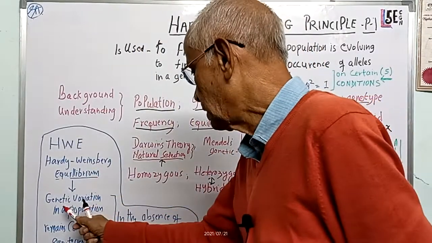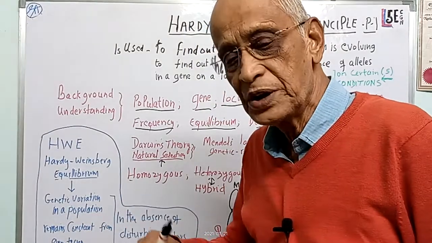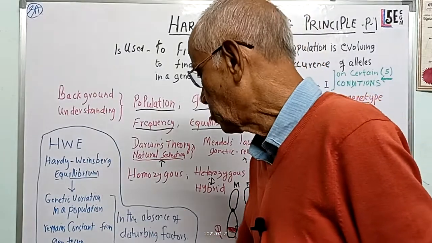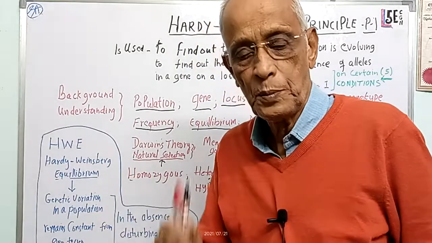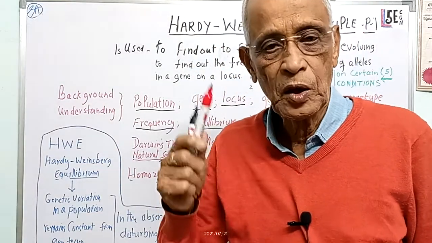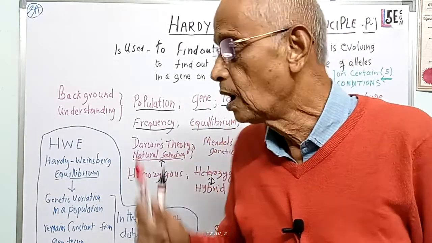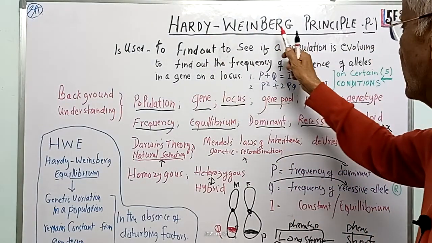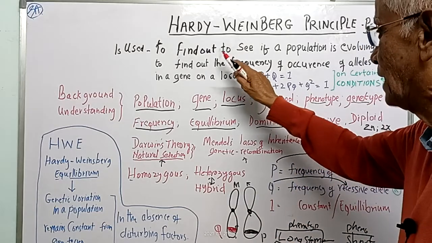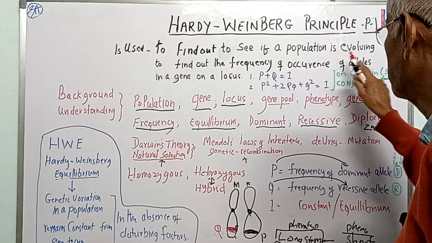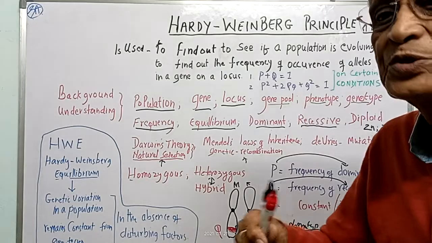It talks about the genetic variation in a population. That means there will be no genetic variation if it is in equilibrium. It remains constant from generation to generation, as I said earlier, provided certain conditions are met by the population. So that is the work of Hardy-Weinberg. I will close here, telling that this will help us see if a population is evolving or stable, whether it is in equilibrium or in disequilibrium.